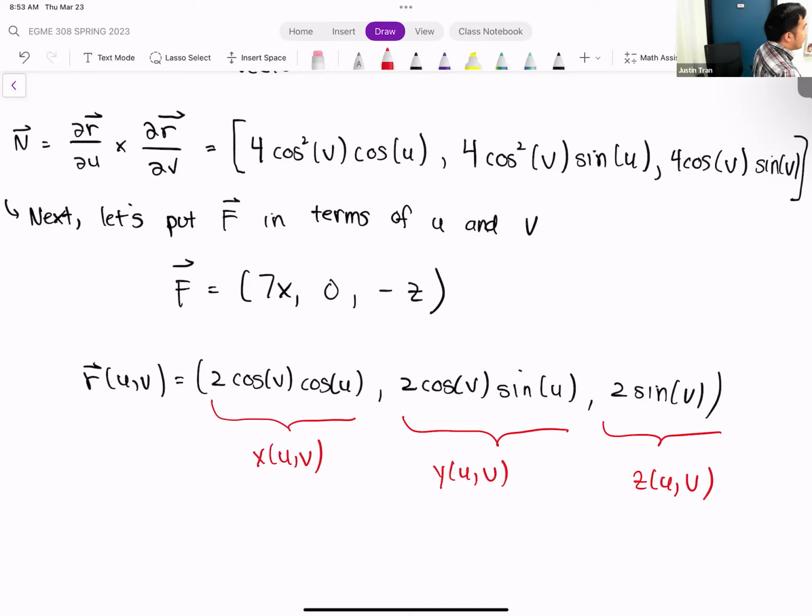And if you look at our vector field here, our vector field is given in terms of x, y, and z. There's no y there, of course, so it's just x and z. And so when I say that we need to put F in terms of u and v, we're basically taking these expressions from our parameterization and plugging them in to the particular values there.